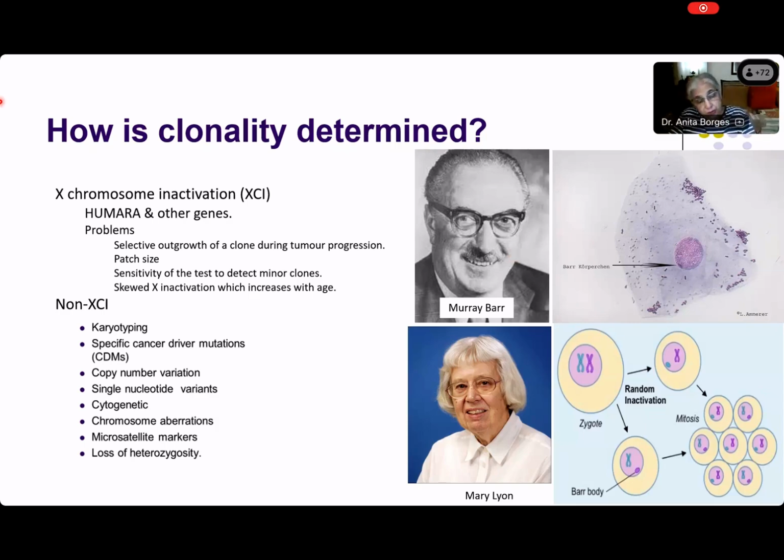And if you had more than one Barr body, that means that you were double X or triple X. So one Barr body if you are double X, and if you are triple X, you will have two Barr bodies, and that of course is an abnormal chromosome complement. Mary Lyon was the one who actually put the Barr body on a scientific basis.